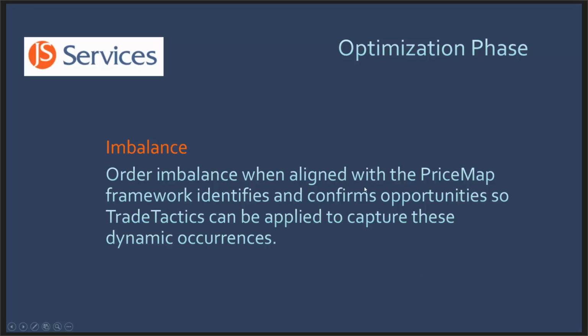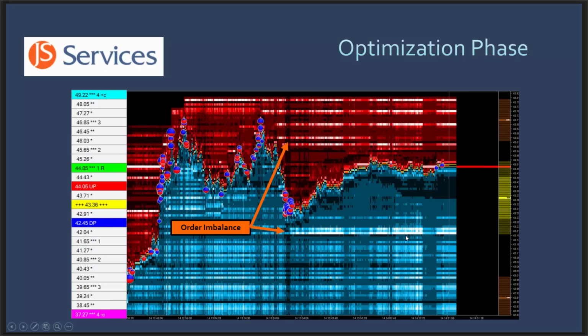So on order imbalance: order imbalance, when aligned with the price map framework, identifies and confirms opportunities, so trade tactics can be applied to capture these dynamic occurrences. Here, we had the surge up, and now we're pulling back, and as the market's pulling back, we get this imbalance. At this point we're getting this flurry of activity, and here's our directional. So we basically pushed up to this level. Again, this is a half APMD move.